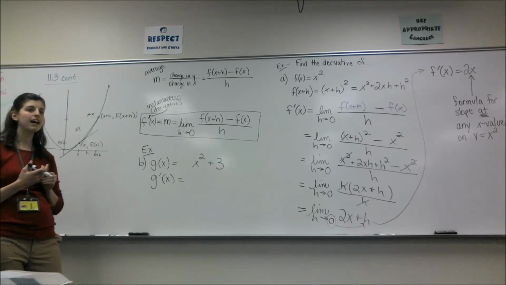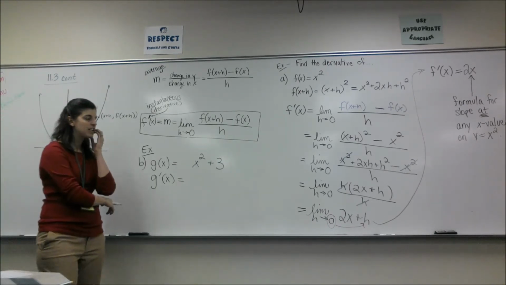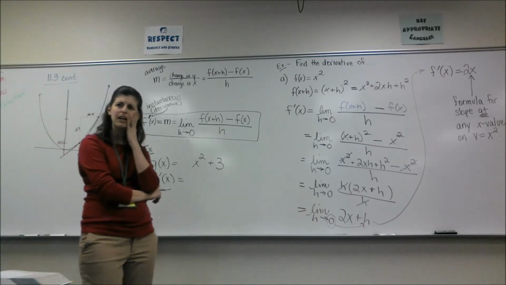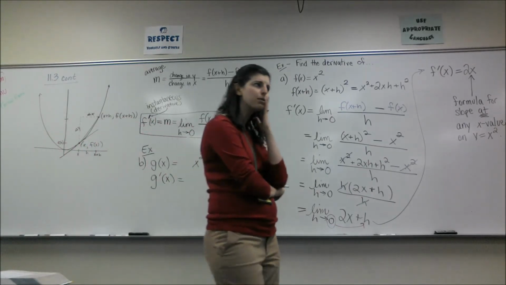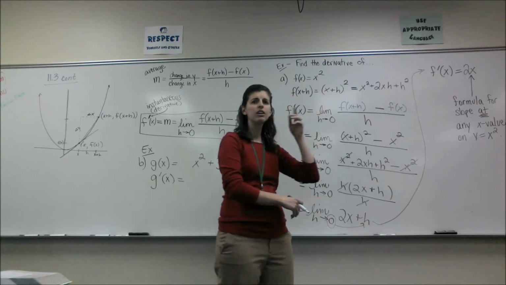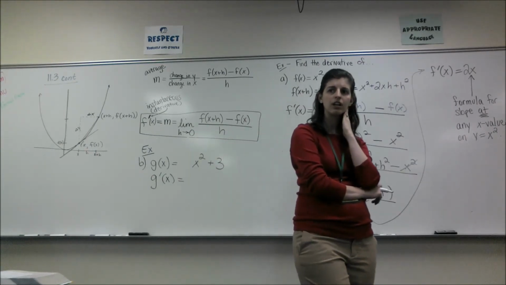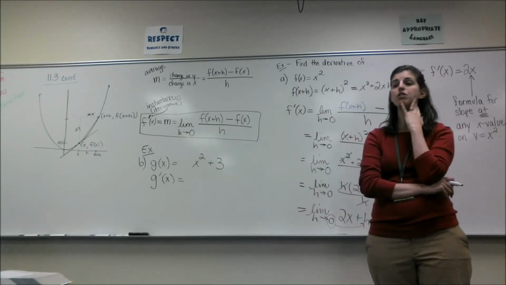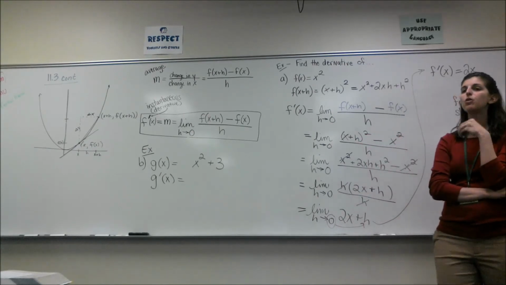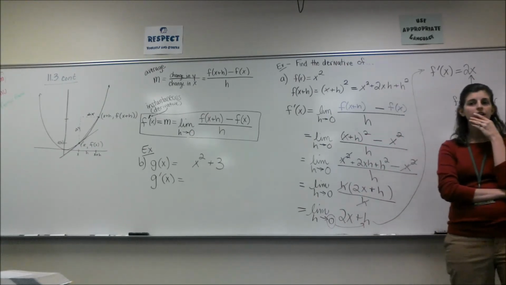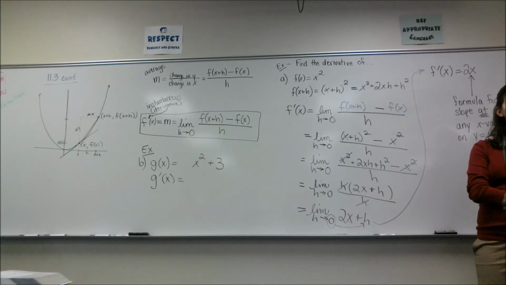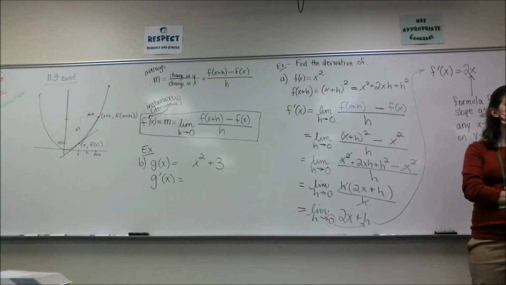g of x is x squared plus 3. g prime of x is asking me for the formula for the slope at any given point on the curve. So x squared plus 3, how does that relate to x squared? How does it transform x squared? It shifts 3 which direction? Left, right, up, or down? I was confused, because the adding 3 is happening after this.